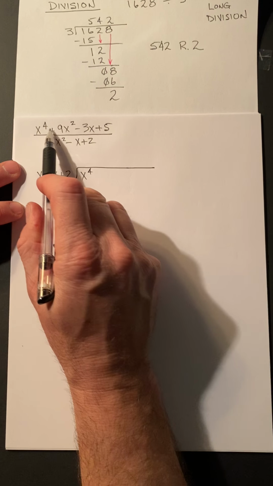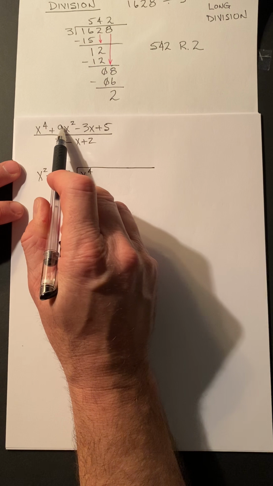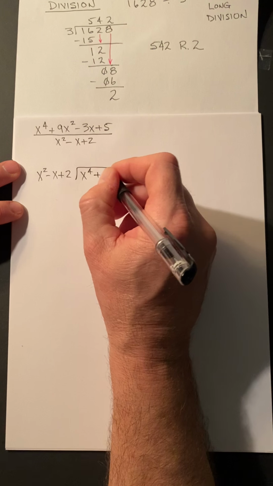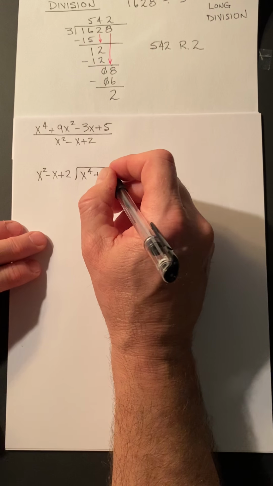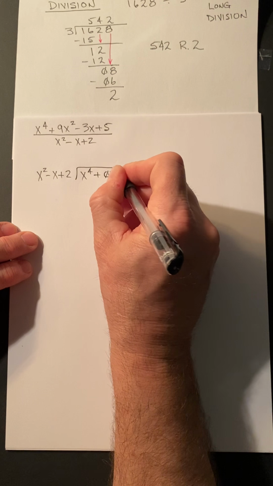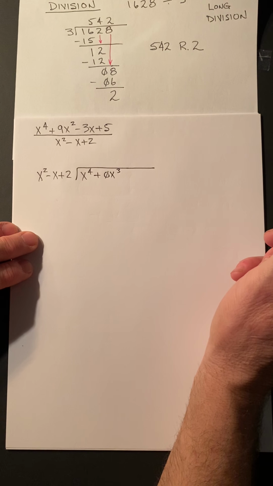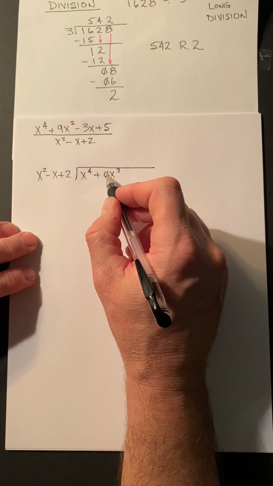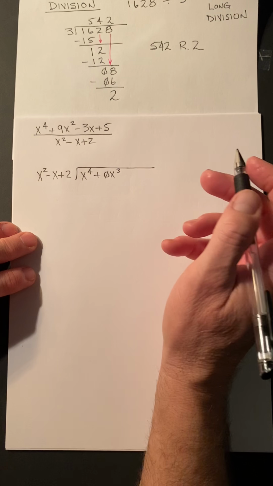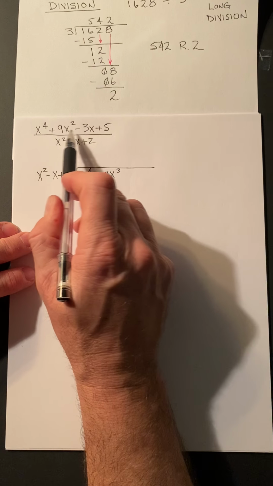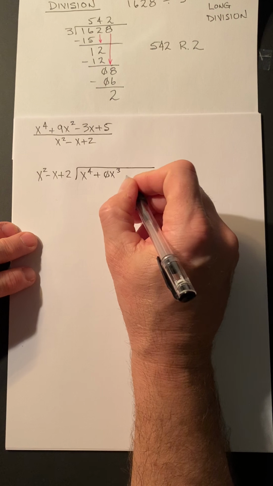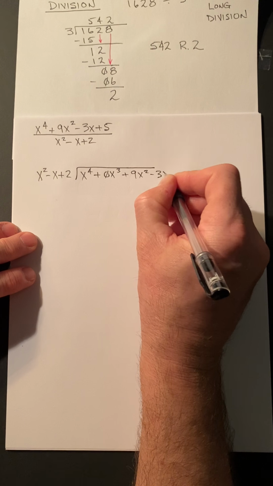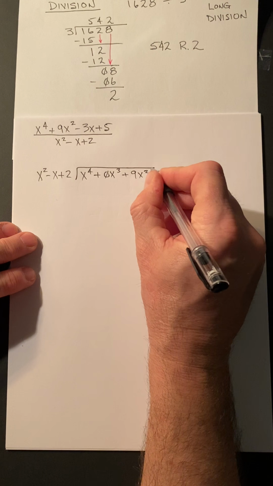Now, notice this particular polynomial did not have an x cubed term, did it? So in order to keep our math easier, we like things to line up. Let's say we have 0 x cubed in there, okay? And you'll see why in a minute it's important to have this placeholder, because 0 times anything is still 0. So I haven't changed my numerator, but I'm going to make my math a whole lot easier. So plus 9x squared minus 3x plus 5.